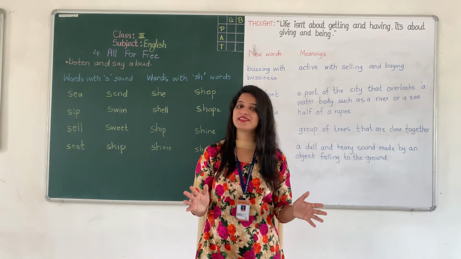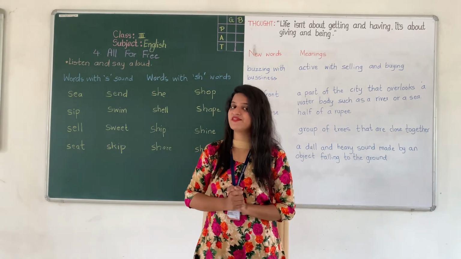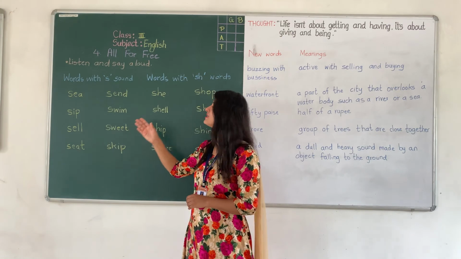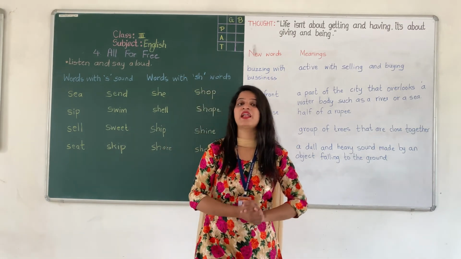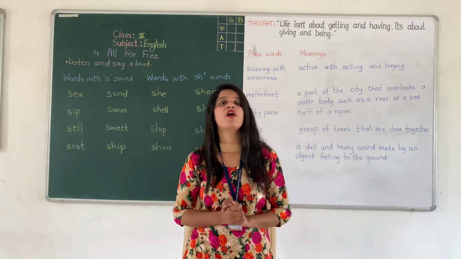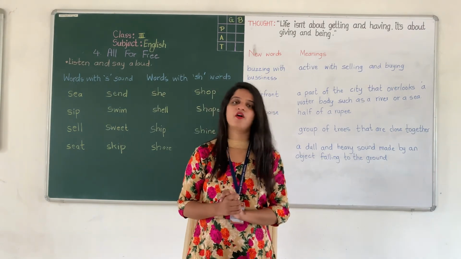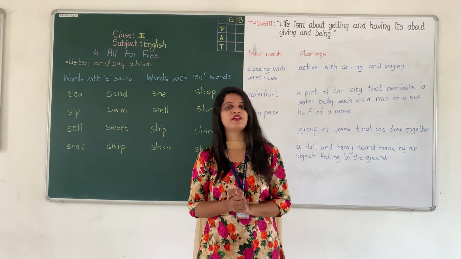Alright? Now you understand how Bhikkhu Bhai got the coconut all for free. Alright? So in today's session, what have we seen? We have seen the S sound words, SH sound words and some new words and their meanings. And we have also seen the story of All for Free. Alright? So I hope you have understood this session.